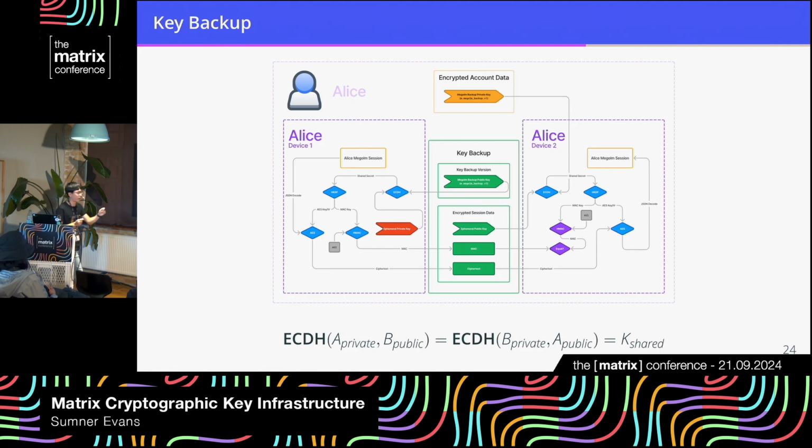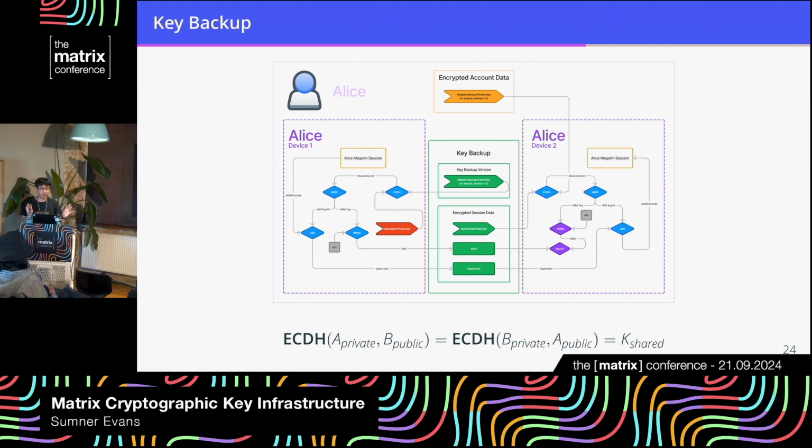But the second key pair is this one down here. It's the ephemeral key pair. It's a new key pair that gets created for each one of the backed up sessions. And it's ephemeral because the private part, here in red, gets discarded immediately after we back up the Megolm session. The public key is then stored in the encrypted session data.